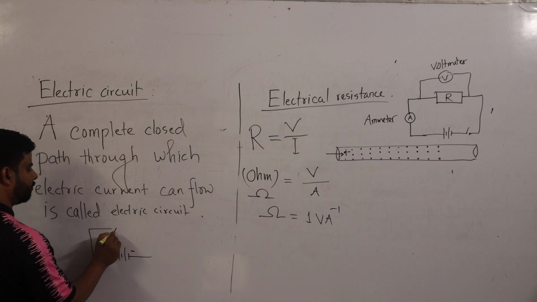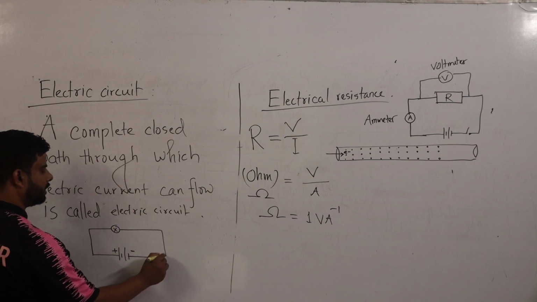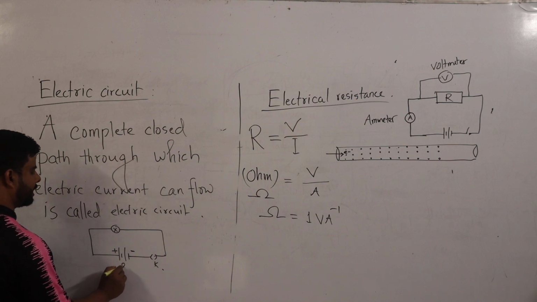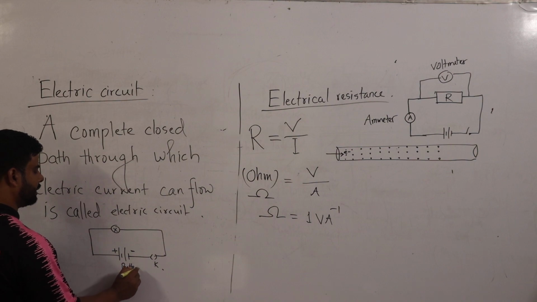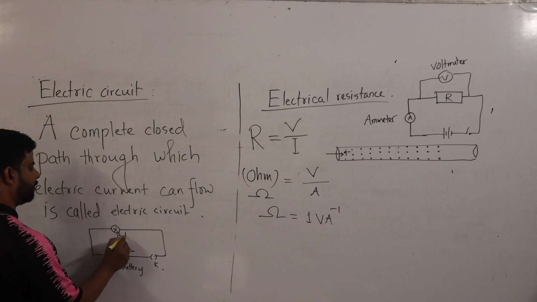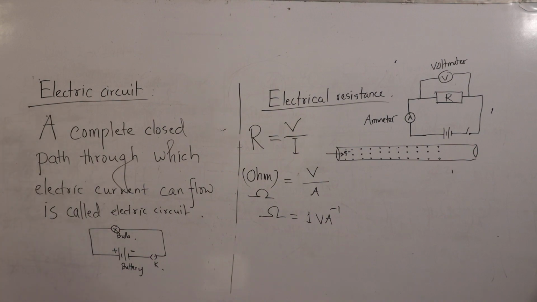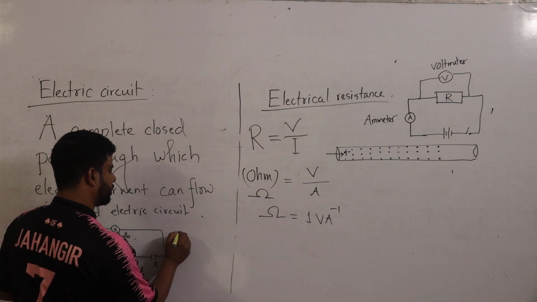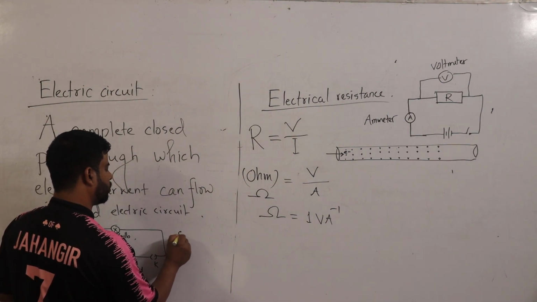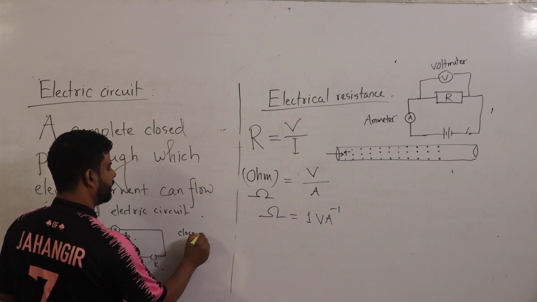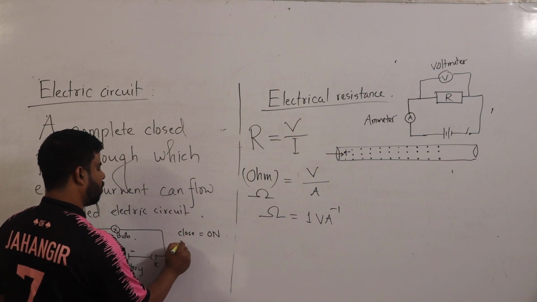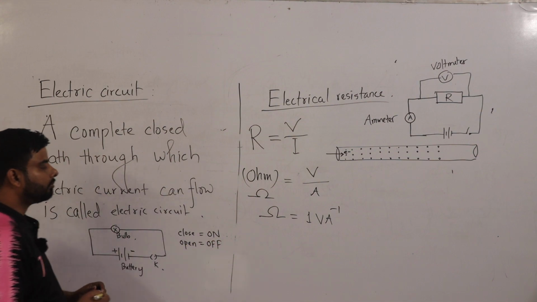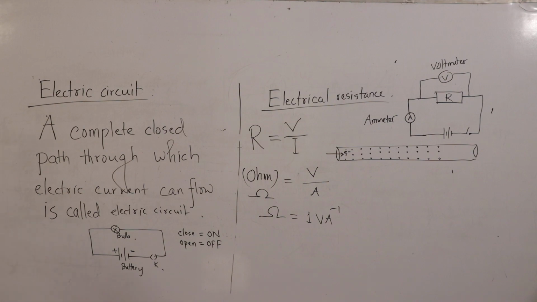If there is a bulb and there is a switch, say switch K, and this one is the battery, this one is a simple circuit. It is a bulb or lamp. In a switch, when the switch is closed, then it is on. When a switch is open, remember open means off. Switch is off.